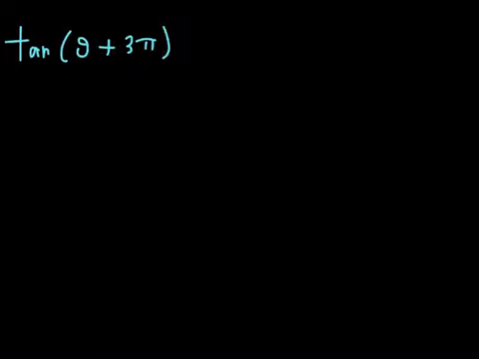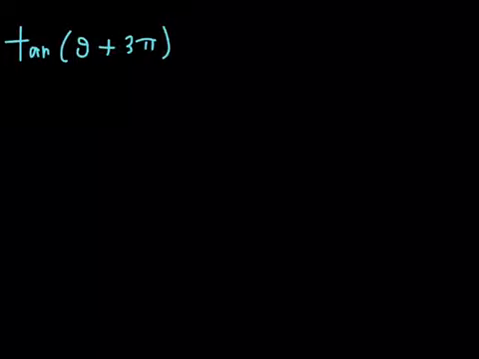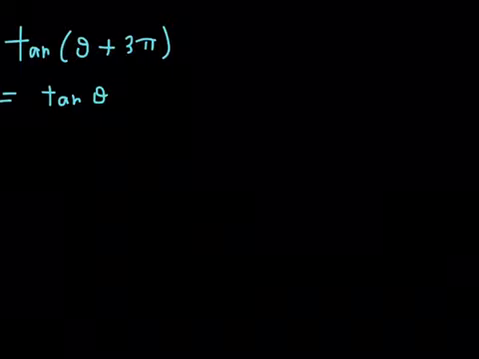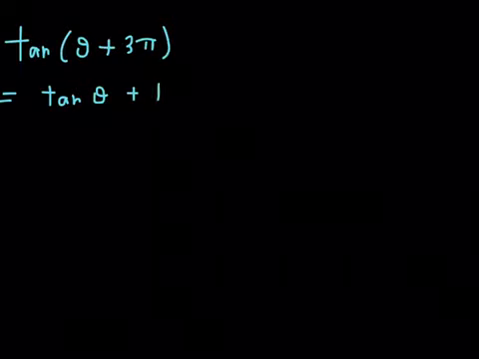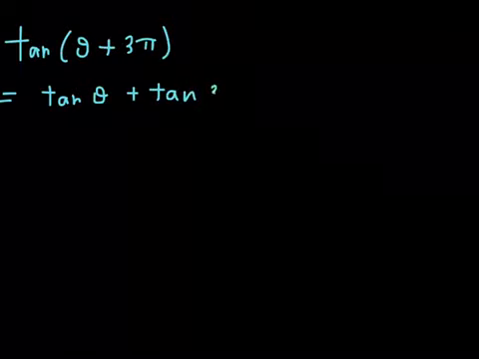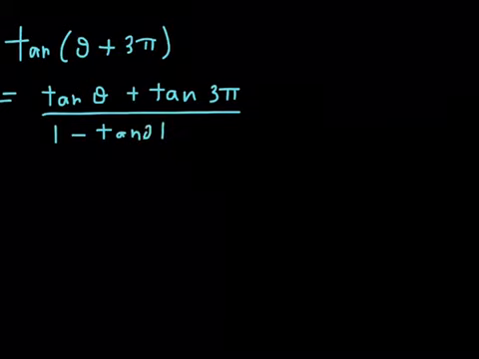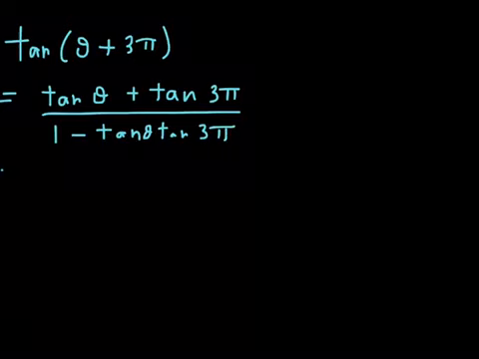All right. They've given us tangent of theta plus 3 pi. All right, let's go for it. This is the sum identity for tangent. If you need to look at that again, that's fine. But it is going to say to expand this as tangent of theta plus tangent of 3 pi. Hey, when they say 3 pi, we all know that 3 pi is coterminal with 1 pi. 1 minus tangent theta times, oops, I forgot theta, times tangent of 3 pi. All right, cool. So this is tangent theta.